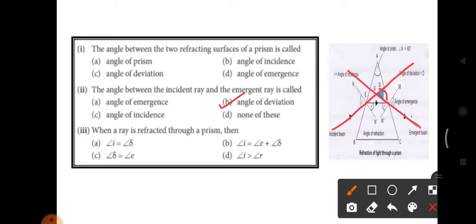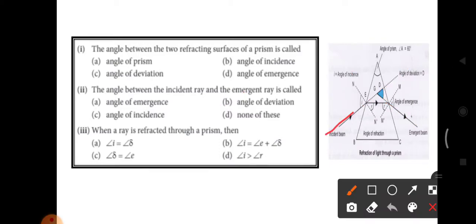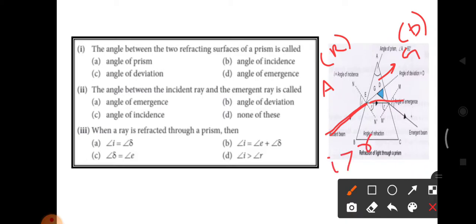The third question, when a ray is refracted through a prism, then see, this is an incident ray, air medium, and this is a glass medium. Air medium acts as a rarer medium and glass medium acts as a denser medium. So when the light travels from rarer medium to denser medium, it bends towards the normal. That means I is always greater than R. The angle of incidence is always greater than R.